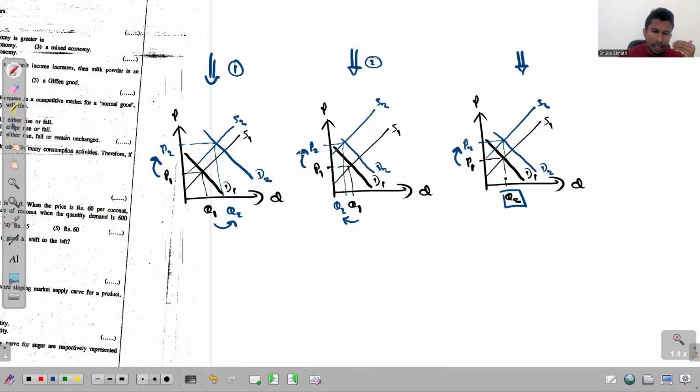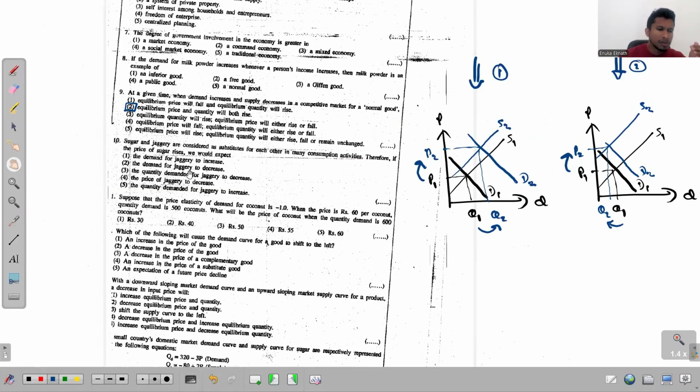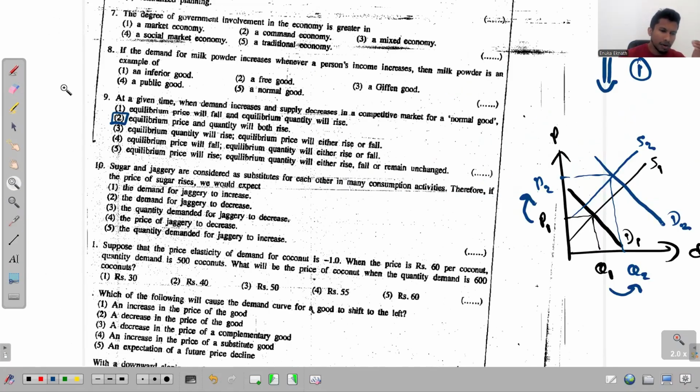What is that? The equilibrium price increases, but what happens to the equilibrium quantity? It depends. It depends on what? It depends on the ratio of change in demand and the ratio of change in supply. But one thing is certain, that is the price increases, but what happens to quantity, that is uncertain, right? So we just need to find that answer from the given options.